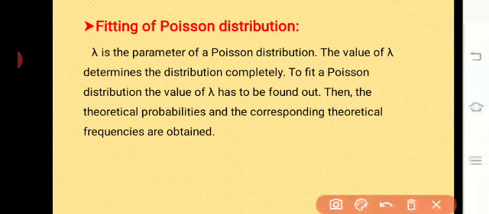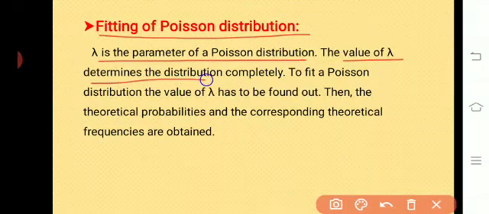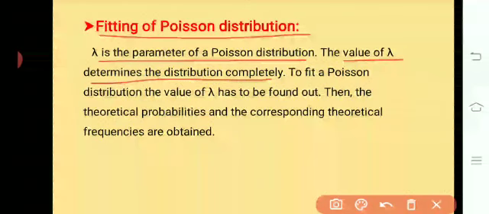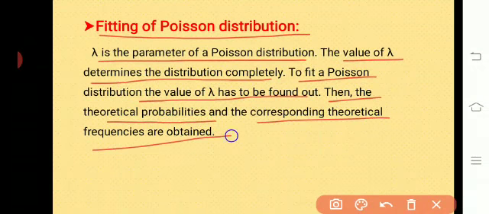Then the next concept is fitting of Poisson distribution. Lambda is the parameter of the Poisson distribution, as we studied in the previous class. The value of lambda determines the distribution completely. To fit a Poisson distribution, the value of lambda has to be found out. Then the theoretical probabilities and the corresponding theoretical frequencies are obtained.